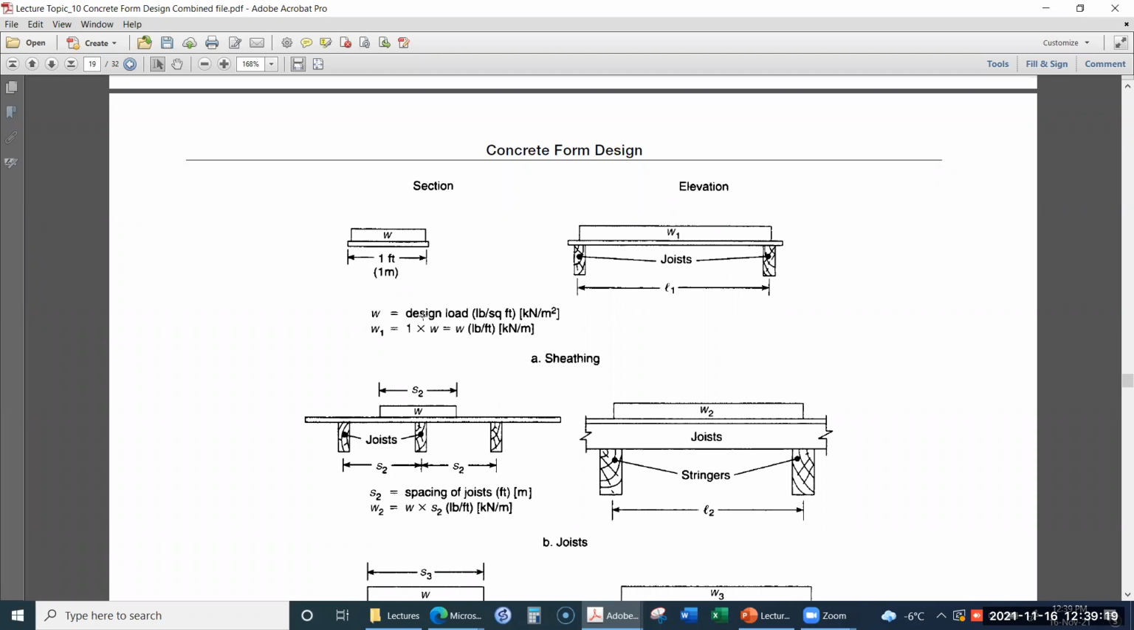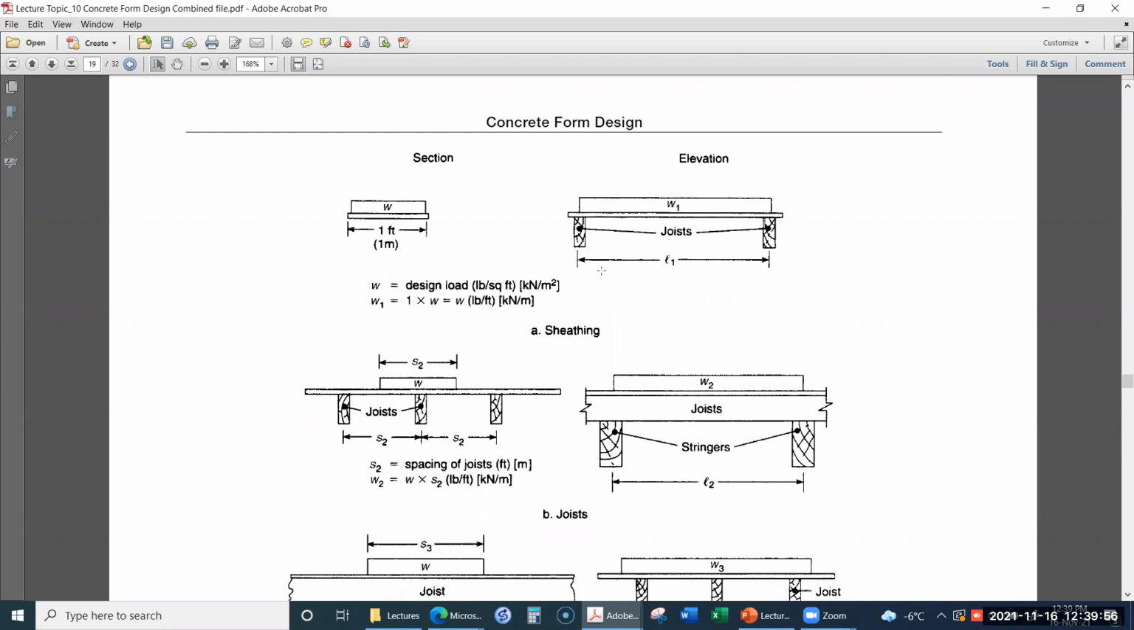Here W is the design load, whatever design load we calculate from the previous equations. We multiply it by 1, because for convenience we take the design width of the slab as 1 meter. So if the design load is in kilonewton per square meter, W1 will be in terms of kilonewton per meter.